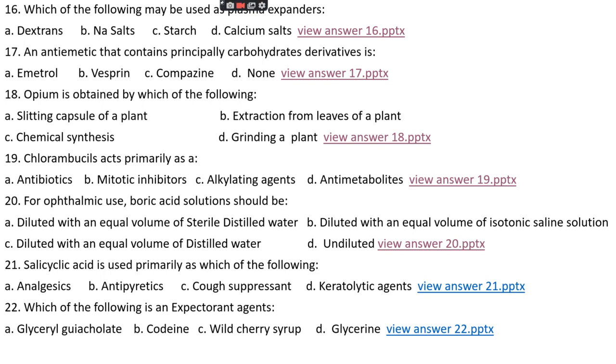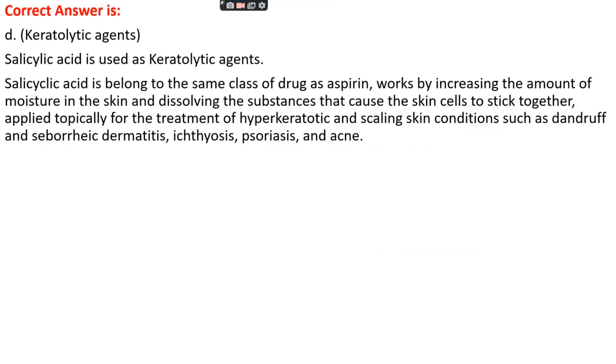Question number 21. Salicylic acid is used primarily as which of the following? Option A, analgesic. Option B, antipyretic. Option C, cough suppressant. Or option D, keratolytic agent. The right answer is option D, that is a keratolytic agent. Okay. Salicylic acid is used as a keratolytic agent.